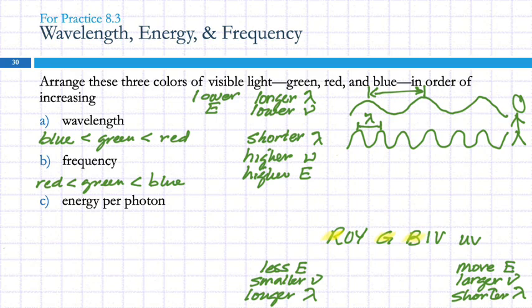Energy per photon. Well, this side is high energy, right? More energy. So this side is less energy. Who has the least energy? Red. Go from smallest to biggest, because that's what the question wants.